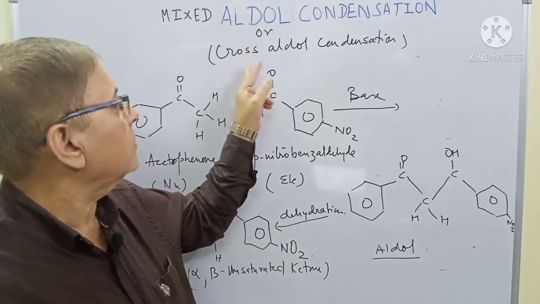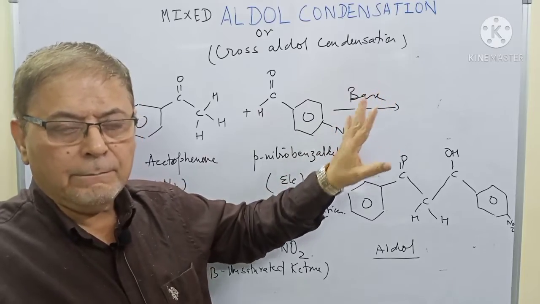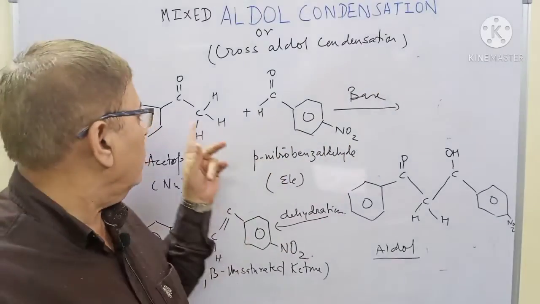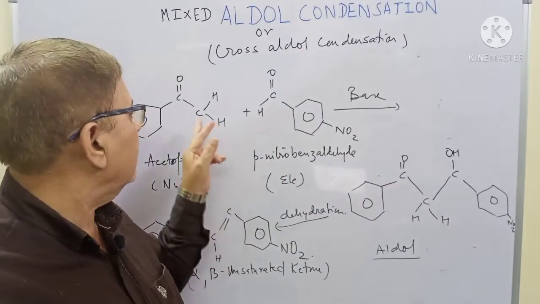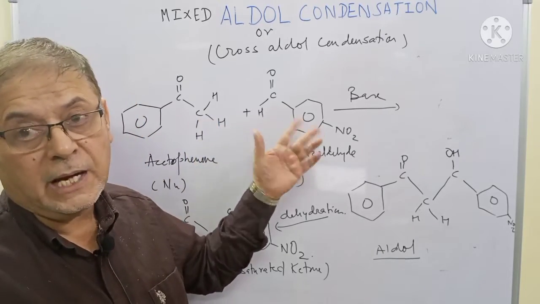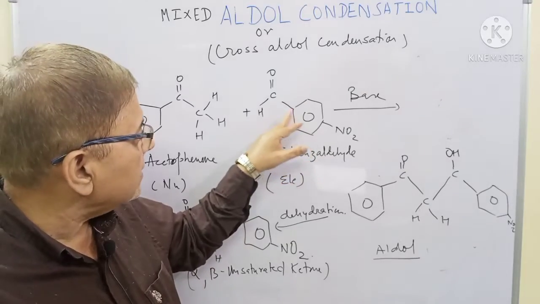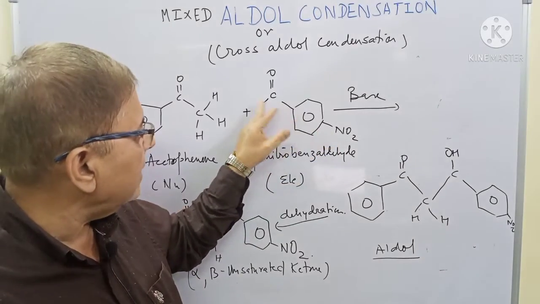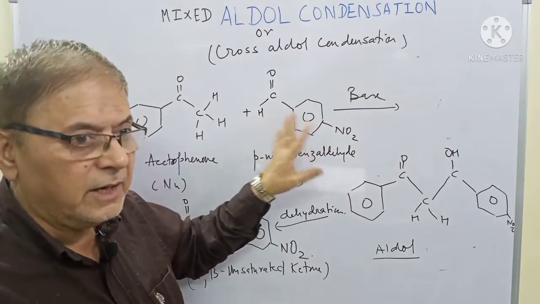It is also called cross aldol condensation. Mixed will give you the idea that one of the compounds will have an alpha hydrogen atom, but the other will not, which will be either an aldehyde or a ketone. Now see, this is para nitrobenzaldehyde. It doesn't have any alpha hydrogen atom.